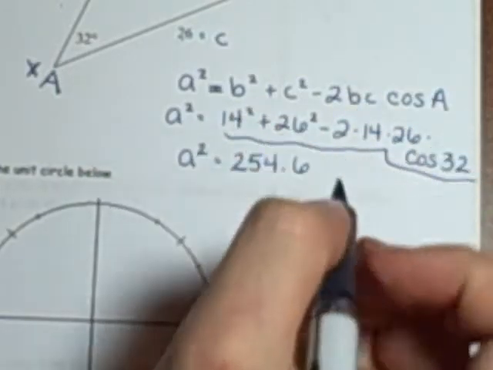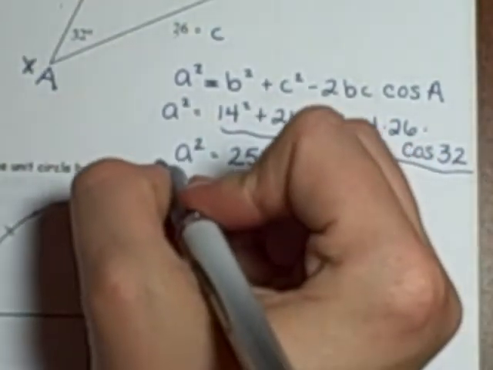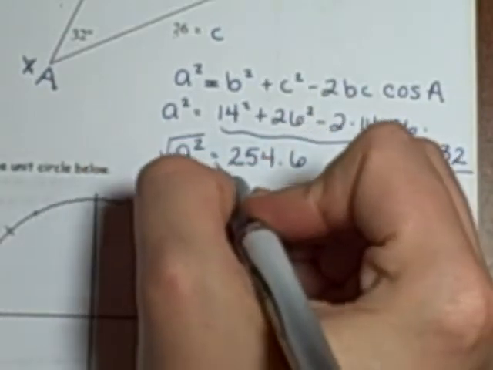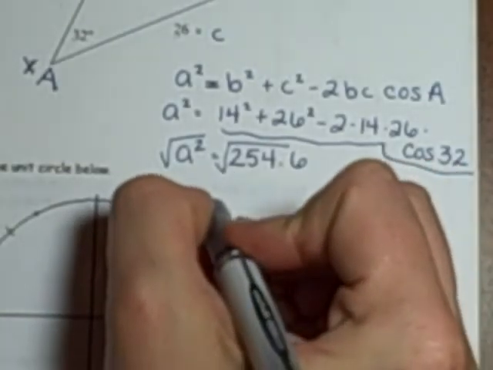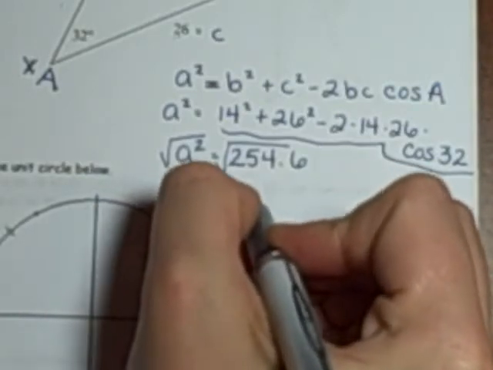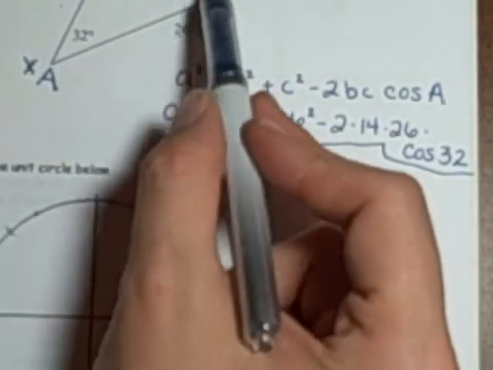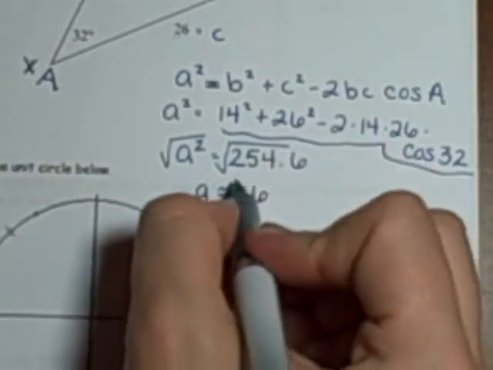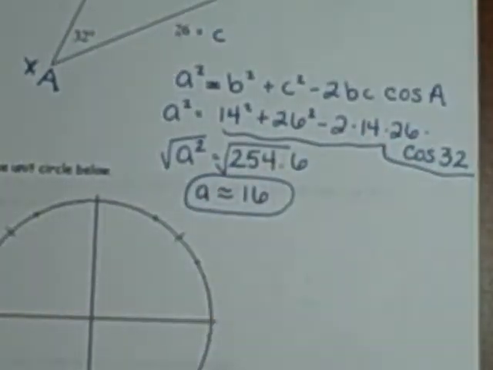So a squared is equal to 254.6. Now that's not my final answer yet because what I'm really looking for is a. So to get from a squared to a, let's take a square root. So the square root of that 254.6, I end up with 15.95, which I think you'd probably be safe to round up to 16. Okay? And that makes sense with these side lengths, 14 and 26. We could say that that side A is 16. So that's my final answer there. A is equal to 16.